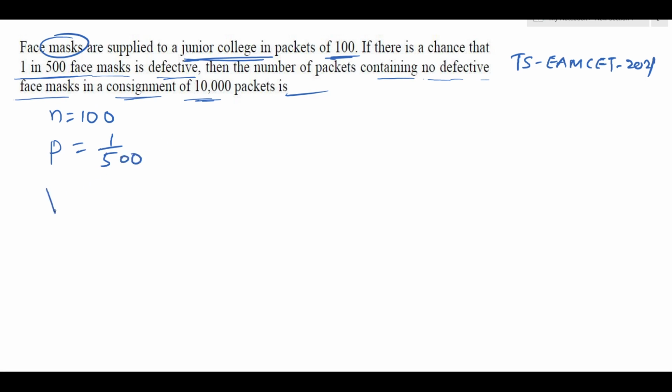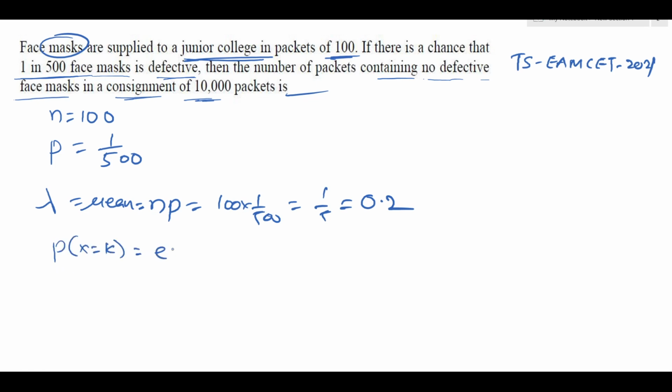And lambda is equal to np, the mean. Lambda is equal to mean is equal to np, that is equal to 100 into 1 by 500, that is equal to 1 by 5, that is equal to 0.2. From Poisson distribution, P of x is equal to k, that is equal to e power minus lambda into lambda power k by k factorial.